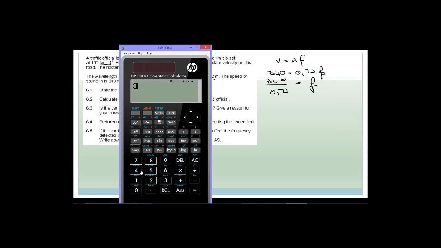So therefore, it says the wavelength of sound. Let's try again. Okay, it says the speed of sound is 340 meters per second. So that's a bit better. So let us do this. V is equal to lambda f. So 340 is equal to the wavelength of 0.72 multiplied by the frequency. The frequency is going to be 340 divided by 0.72. So therefore, this is 340 divided by 0.72 equals, S-D button, 472.22. That's better.